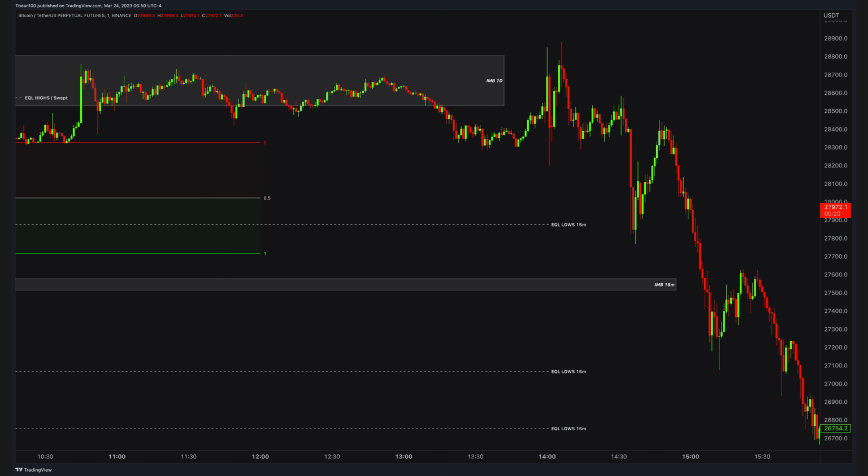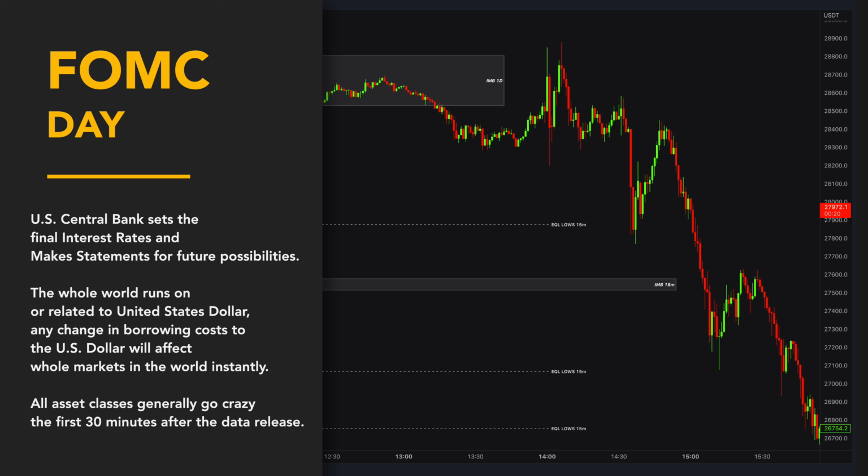Okay, now we are in the 1-minute chart. As you can see, I have extended all the 15-minute targets to the right and labeled them as 15 minutes. Now before we start, what was really special about this day? It was the FOMC day, basically the most powerful central bank in the world, which controls the flow of United States dollars, was going to set interest rates and make a statement for the future decisions.